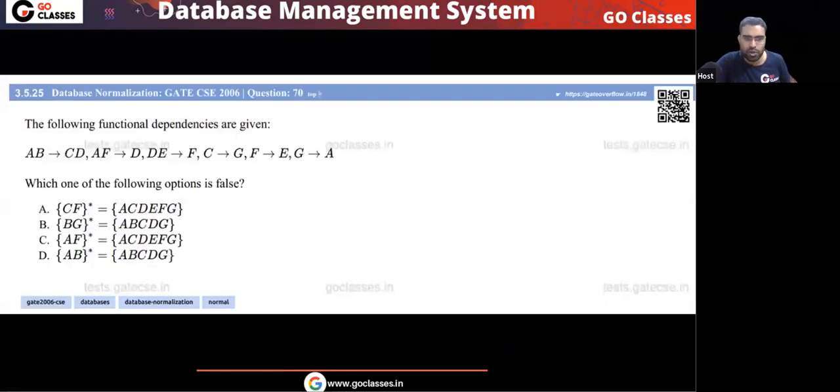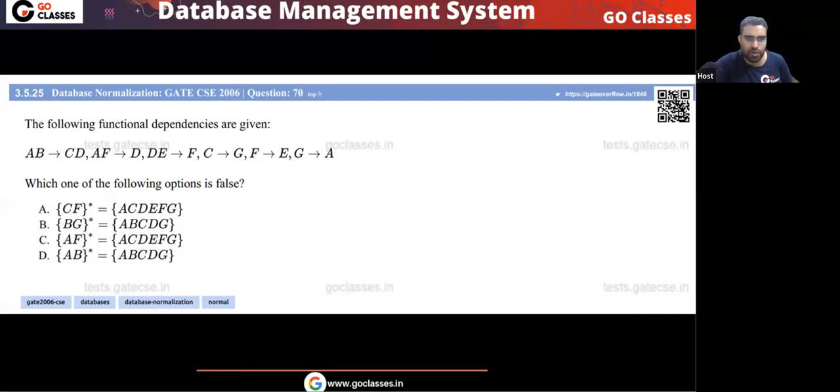This is your GATE exam question. Let's solve it. This is a GATE Computer Science 2006 question. The following functional dependencies are given to you. Which one of these options is false? Some options are given to you. The question is asking about the closure of a set of attributes. So tell me which option is false.